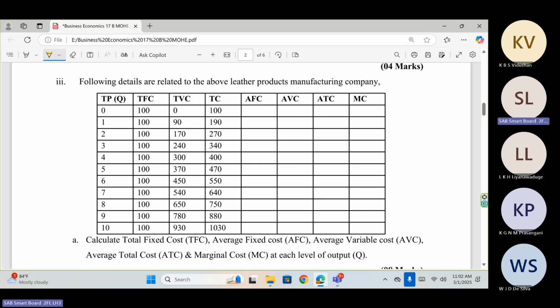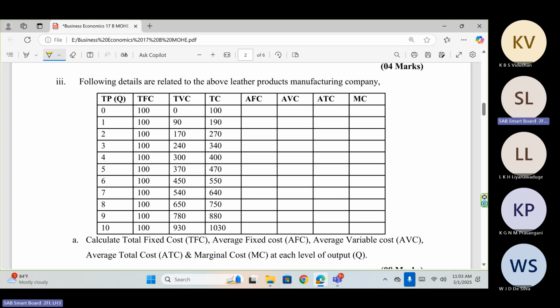Here is filling a table. That is very easy, right? How to calculate AFC? TFC divided by Q. That's AFC. Then AVC: how can you calculate it? TVC divided by Q. Average total cost: you have to take TC divided by Q, that's ATC. Then MC, how to calculate MC? Delta TC divided by delta Q.